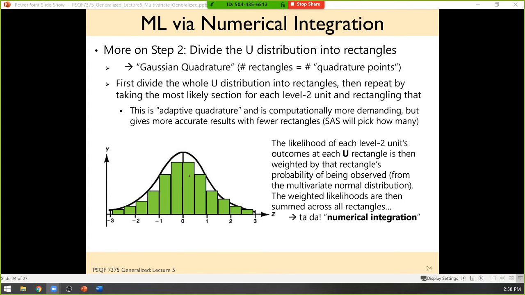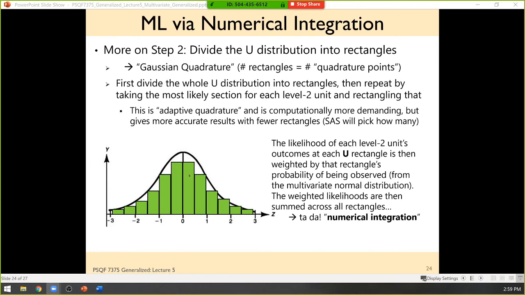SAS, for instance, when you say you want to use numeric integration and quadrature points, figures out how many it thinks it needs. So it makes that decision for you. Stata has 7. Why 7? I don't know. It just does. Mplus, 15. It just does. In my examples, you will see me sometimes set the number of quadrature points to a certain value, just so I can get the program's output to agree, not because that value is necessarily the best choice. In practice, more quadrature points is better up to a point.